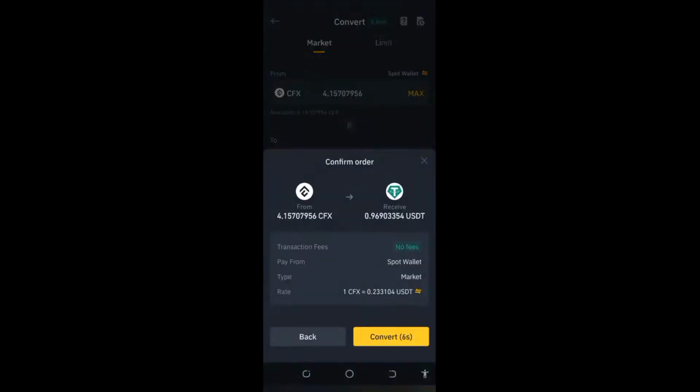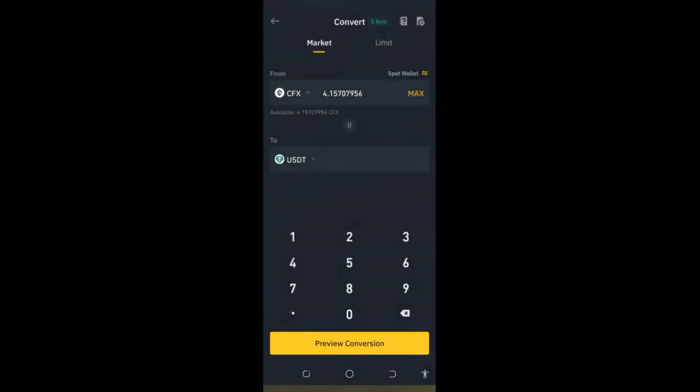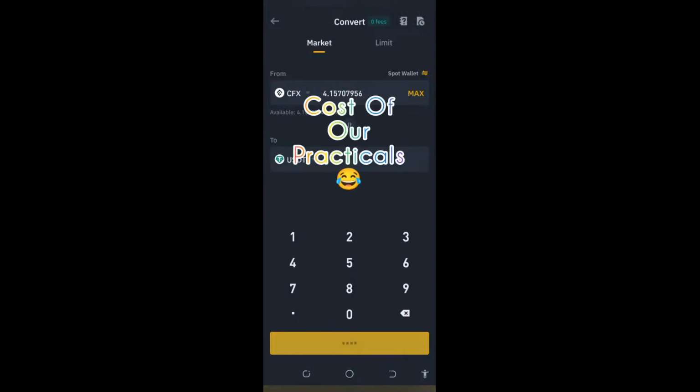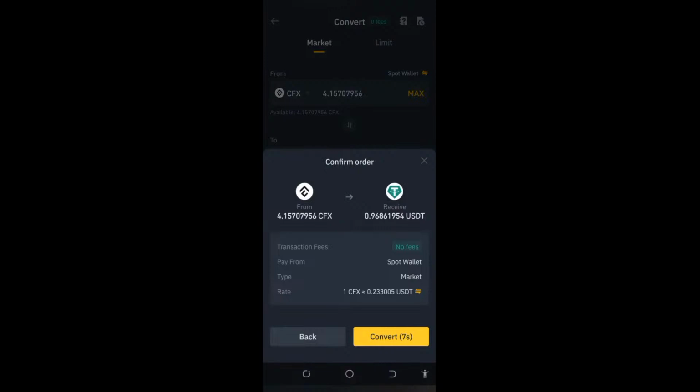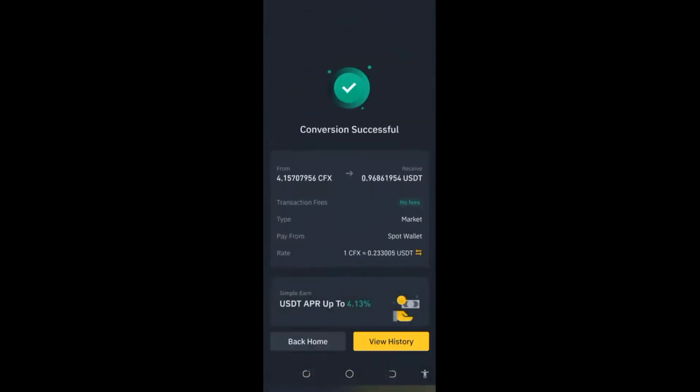I was too much in a hurry to get that back. Oh, we lost 4 cents. Is it 4 cents? About 3 cents thereabouts. Anyway, let's just take it as the cost of our practicals. We got to learn some things. I mean, this happens. We have to learn it.